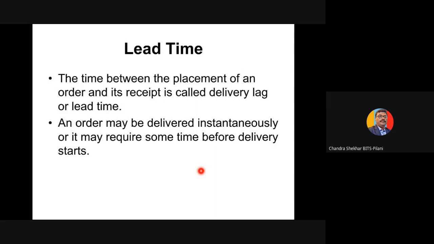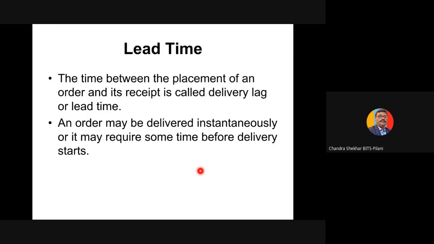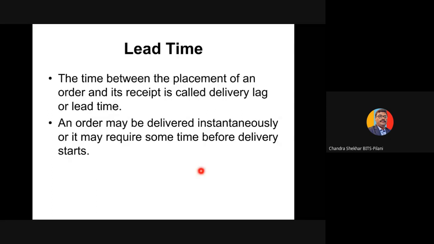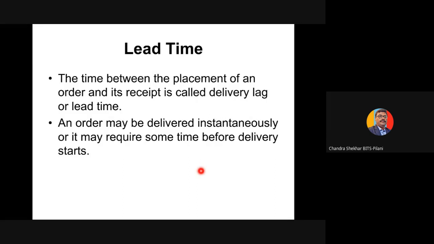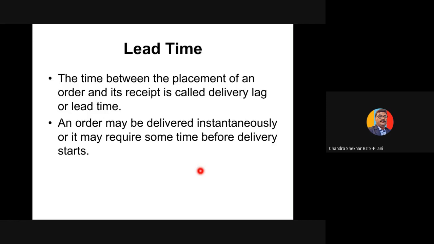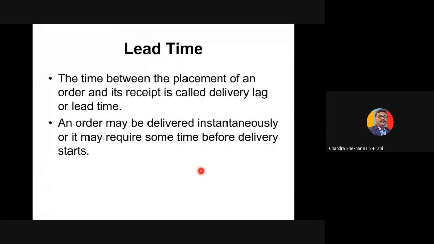Lead time is the time difference between the order and actual receipt of the procured item. For example, you have ordered your mobile today, and after 2 days you are getting it. These 2 days are known as the lead time. So the time between the placement of the order and the receipt is called delivery lag or lead time.